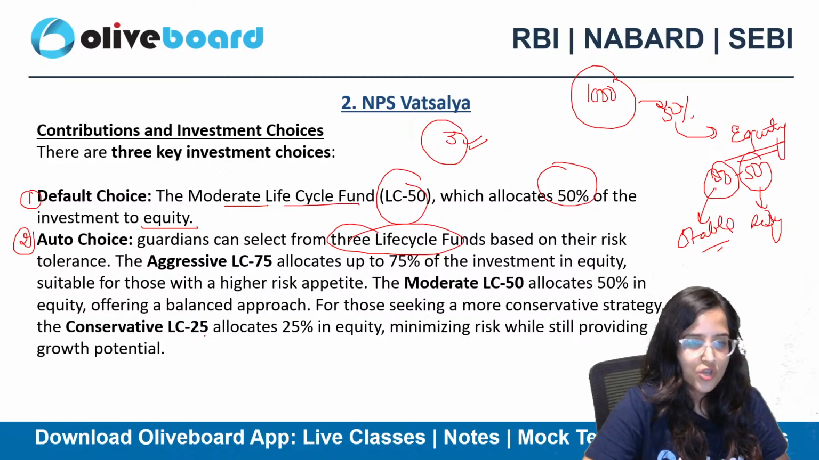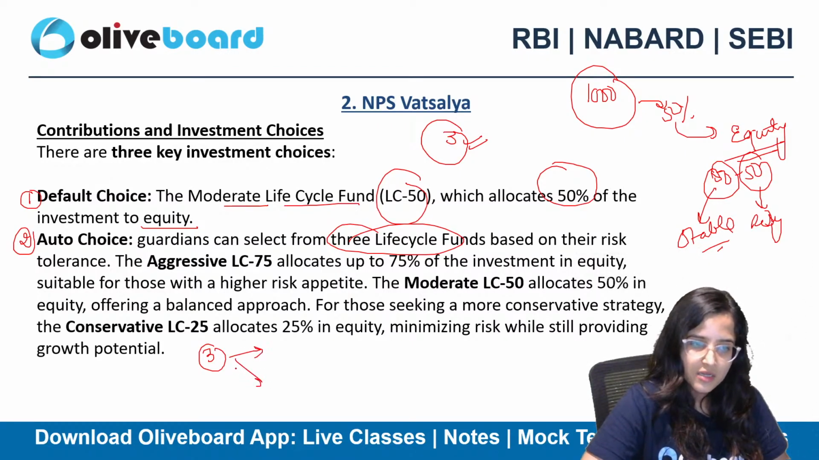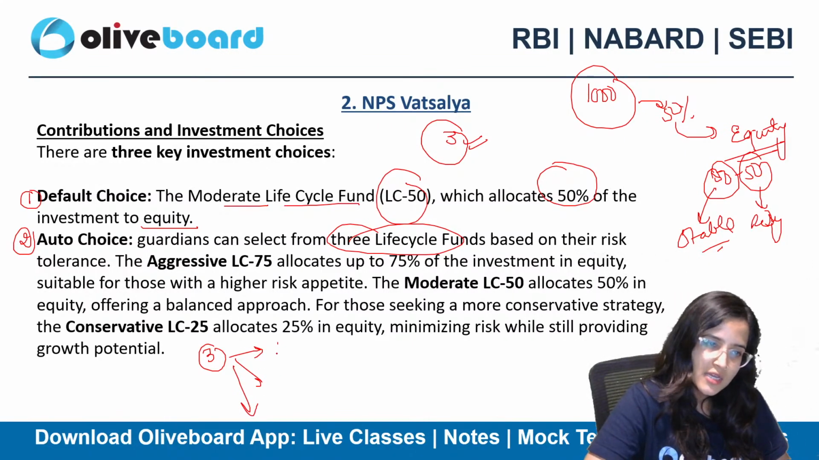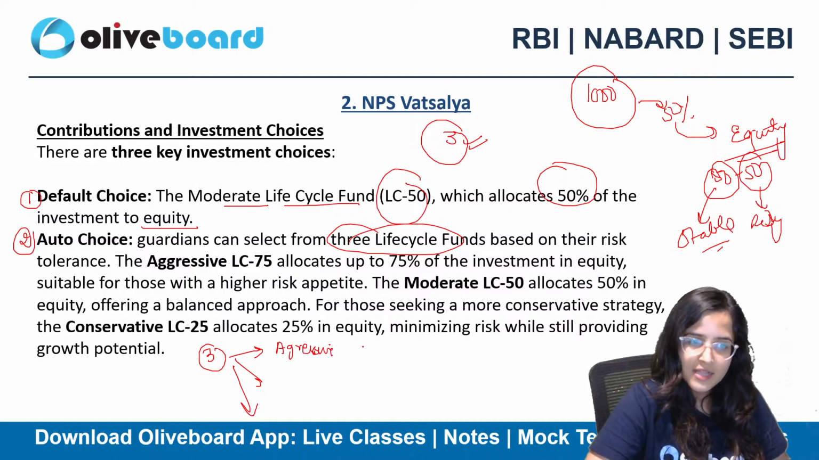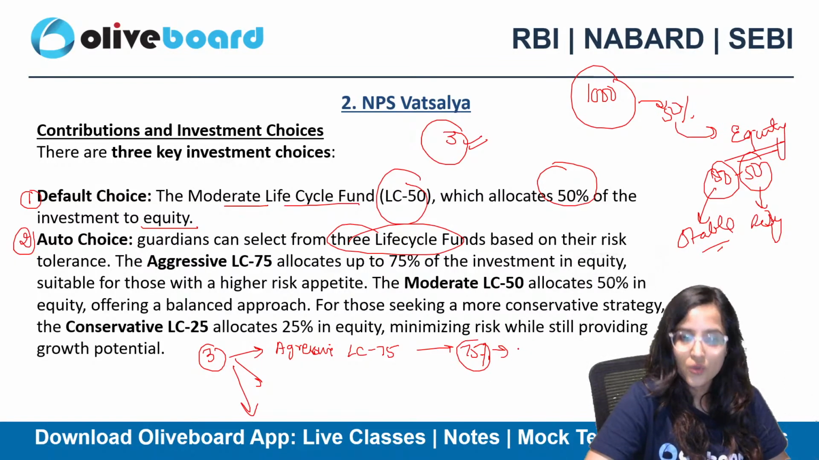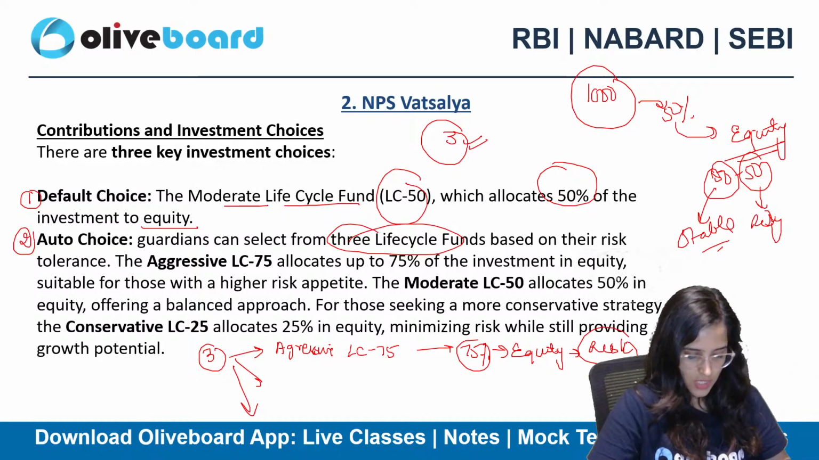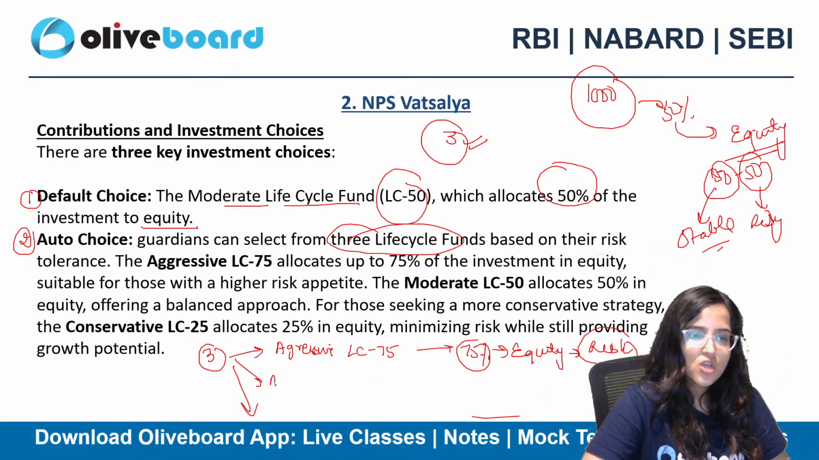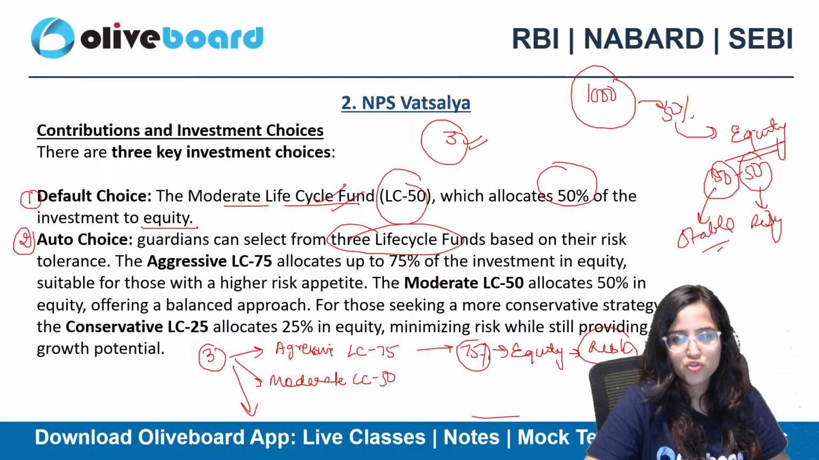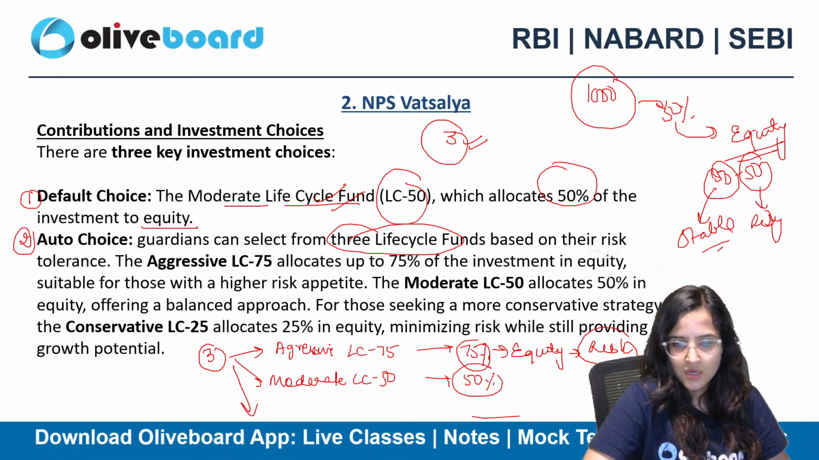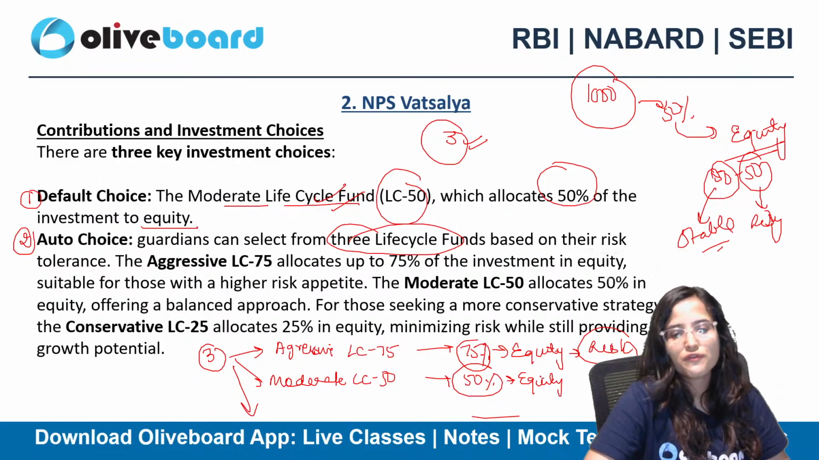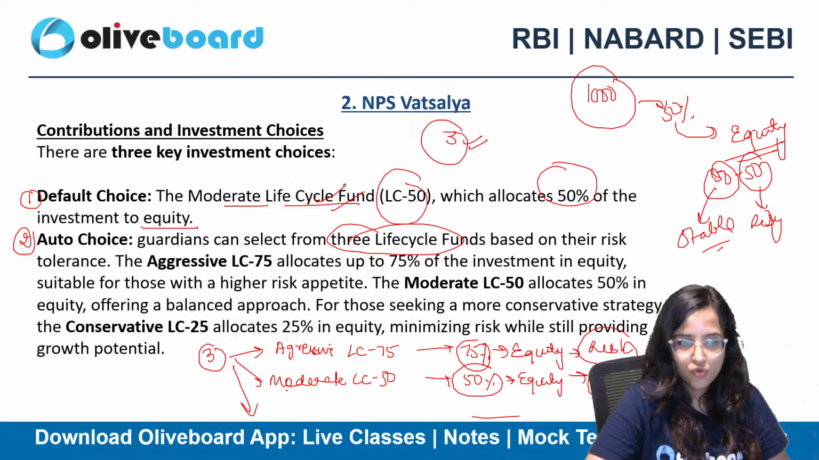So under this auto choice, there are 3 choices that a guardian has. First is aggressive, LC75. What is this? That 75% you are allocating in equity. This is for those people who like to take more risk, who can take more risk. Second is your moderate LC50. This is like the first default choice only, wherein 50% is allocated in equity. So it's like a 50-50 chance. If you're not that risky, 50% you are putting in a risky asset, 50% you're not.